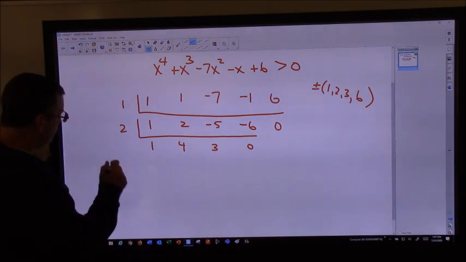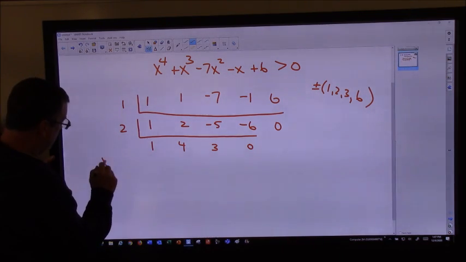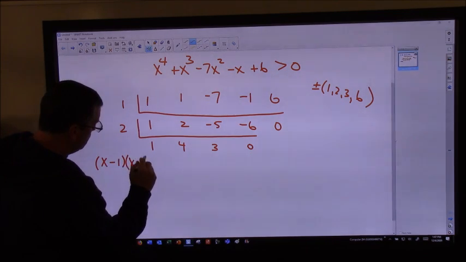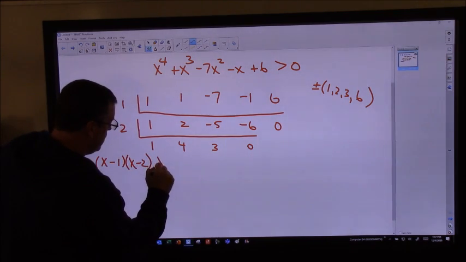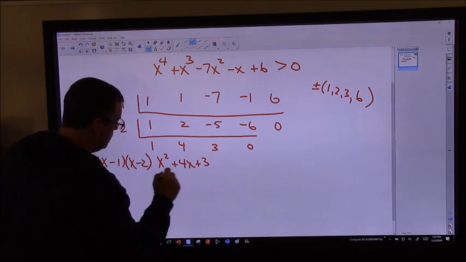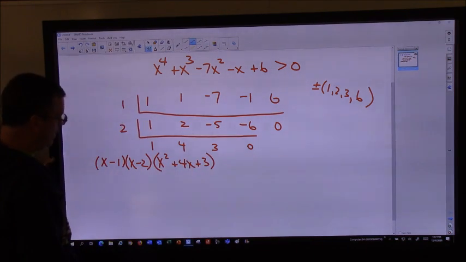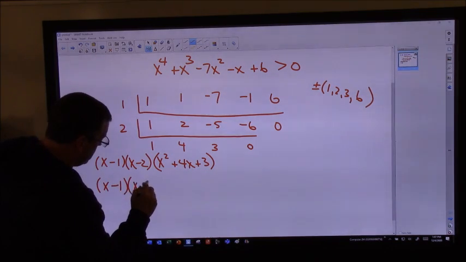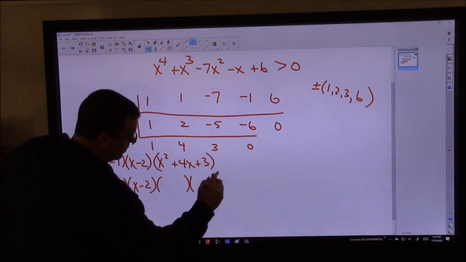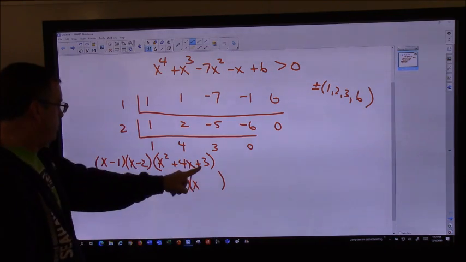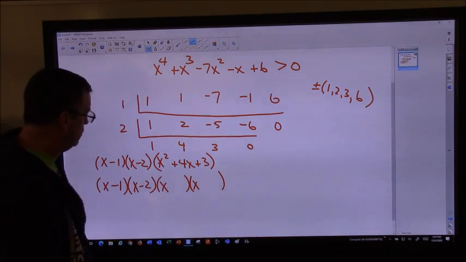Okay? All right, so I've got x minus 1 as a factor, x minus 2. This is going to be x squared plus 4x plus 3. So I still have to factor that. And so I'm going to get x minus 1 times x minus 2. This will be x times x. And 3 times 1, those add up to 4.